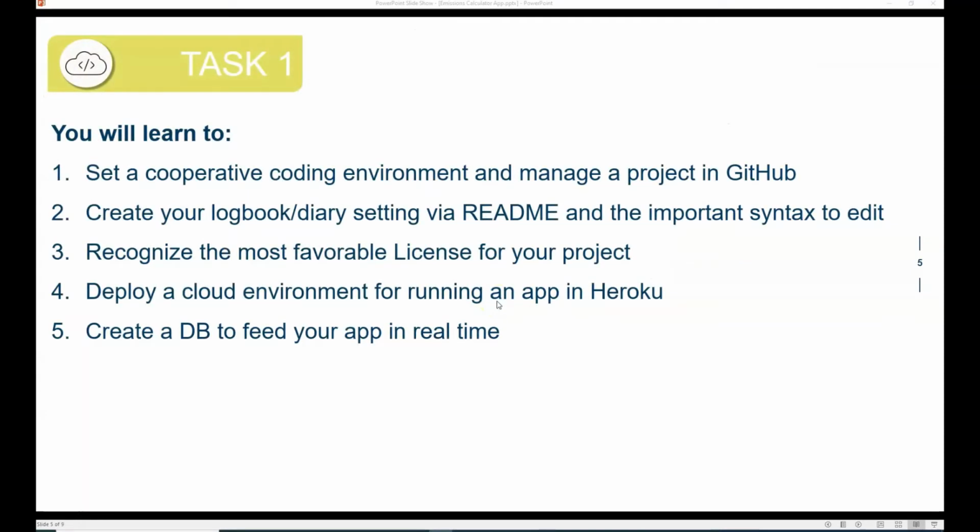So in this first task, going directly into business, you will learn to set up a cooperative coding environment and manage a project in GitHub. Create your logbook or diary via a README file, and the important syntax to edit it. It is okay if you don't understand these terms yet. We will get more details as we continue with this tutorial. Then you will recognize the most favorable license for your project. We will deploy a cloud environment for running an app in Heroku. And then we will create a database to feed your app in real time.